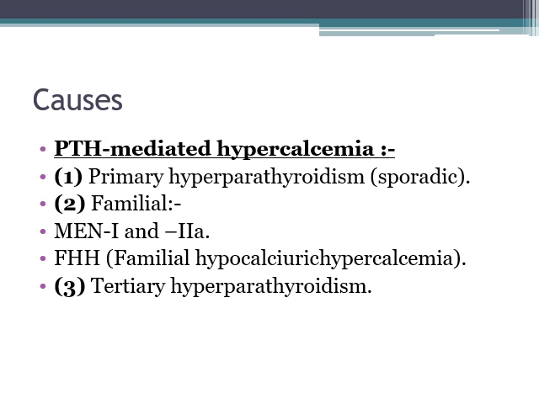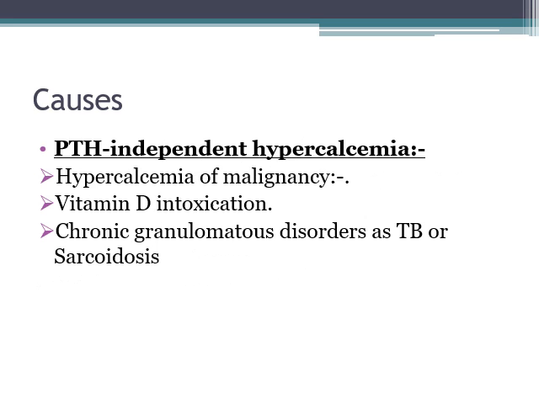PTH mediated hypercalcemia includes primary hyperparathyroidism, sporadic form, familial, MEN type 1, MEN type 2A, and familial hypocalciuric hypercalcemia, and tertiary hyperparathyroidism. So it's all types of hyperparathyroidism except secondary hyperparathyroidism. PTH independent, like hypercalcemia of malignancy, vitamin D intoxication, granulomatous disorders like TB or sarcoidosis.